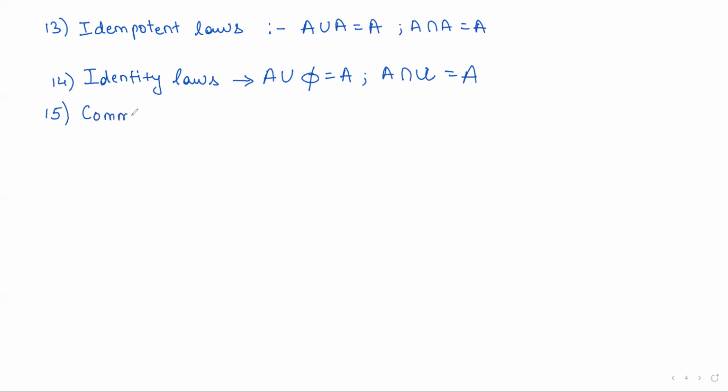Commutative law states that A union B is equal to B union A in union, and A intersection B is equal to B intersection A in intersection.